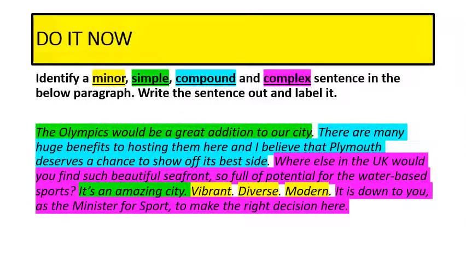So here are the answers you could have had. A simple sentence starts us off: the Olympics would be a great addition to our city. Followed by a compound sentence. That one's got a conjunction in the middle, the word and: I believe that Plymouth deserves a chance to show off its best side. A complex sentence has got to have a subordinate clause in it, so a little bit that wouldn't make sense if you put it by itself. So you've got one of those there, followed by another simple sentence, and then three minor sentences.